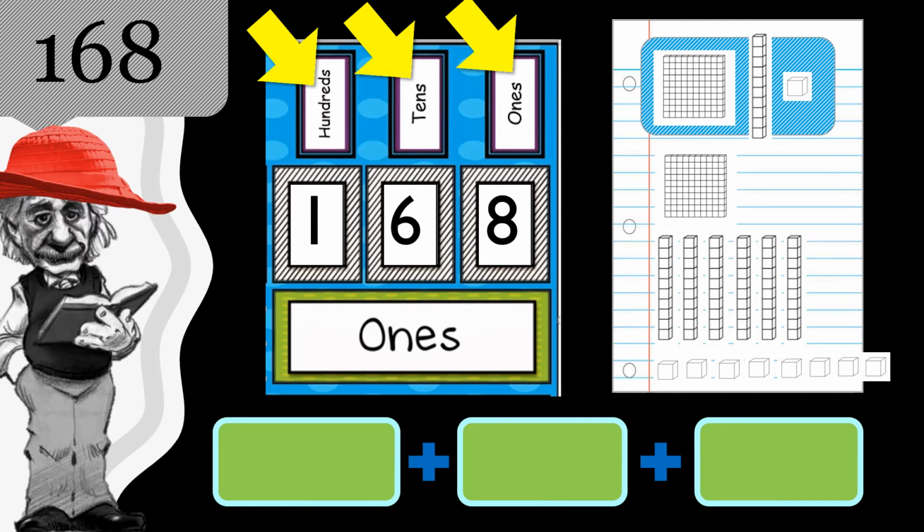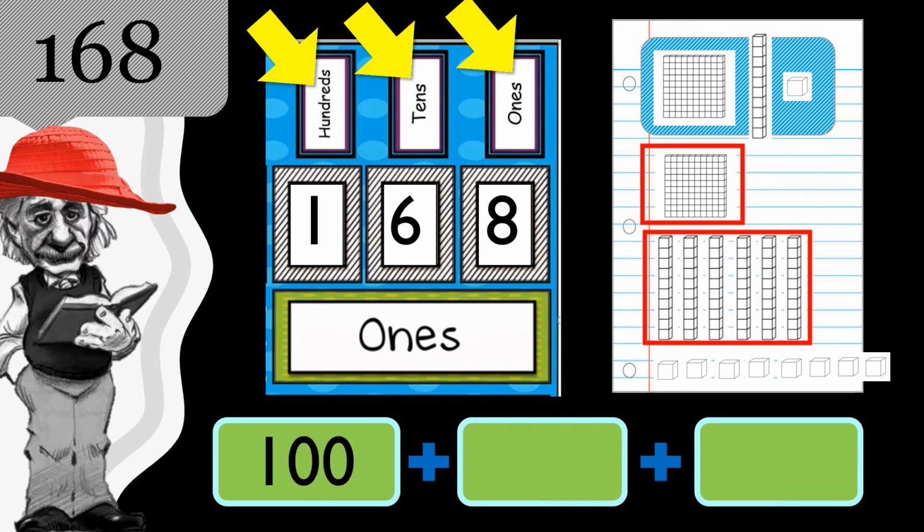Okay, 8 ones. Now we can write the value below. So 1 hundred equals 100. 6 tens, well, I would count by tens. 10, 20, 30, 40, 50, 60. Oh, 6 tens has a value of 60. And 8 ones. Well, I just have to count those by 1. 8 ones is 8. So this number written in expanded form is 100 plus 60 plus 8. Now I can see the value of each digit because I've expanded or exploded the number out.